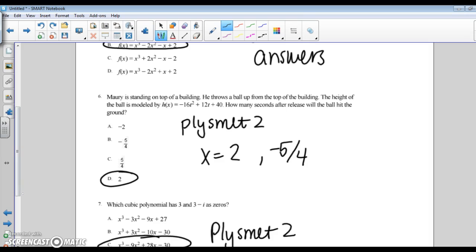Number 6. Standing at the top of the building, you're going to throw the ball. The height of the ball is modeled. How many seconds? Which means your answer has to be positive. PolySmalt 2 is the answer. You get 2 and -5/4. We're talking about seconds, so it cannot be -5/4. So the answer is 2.